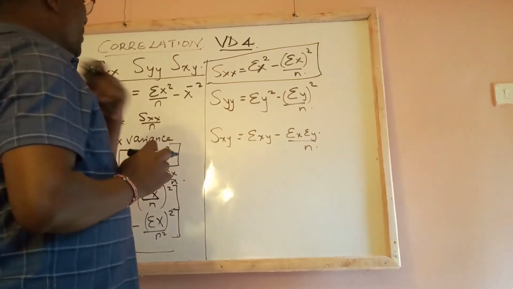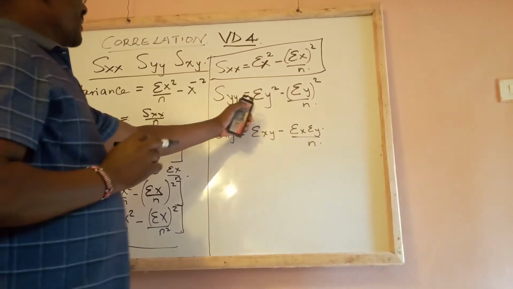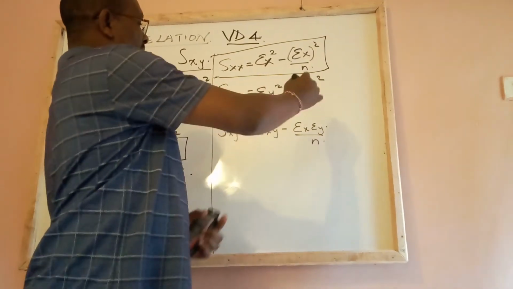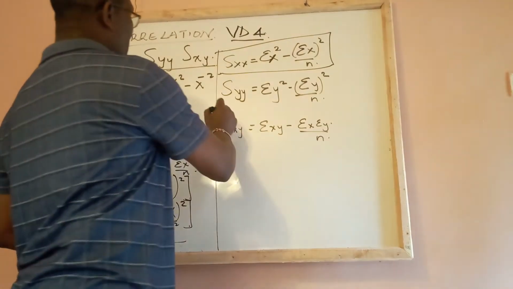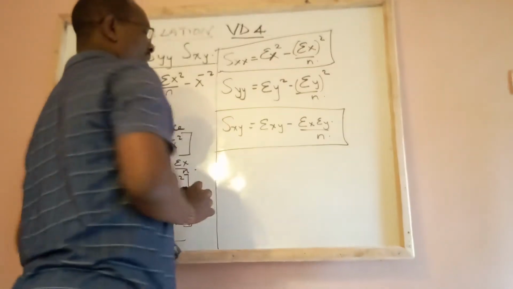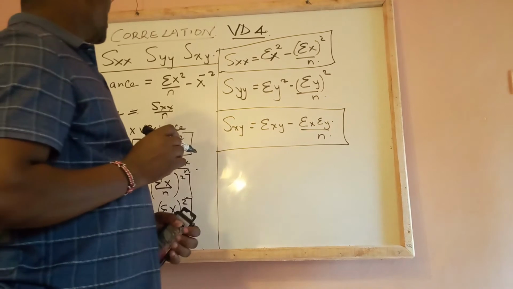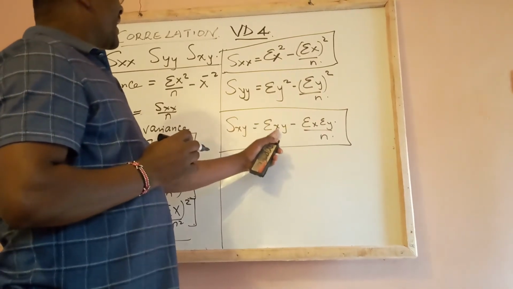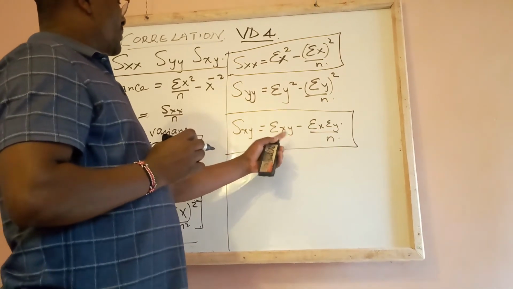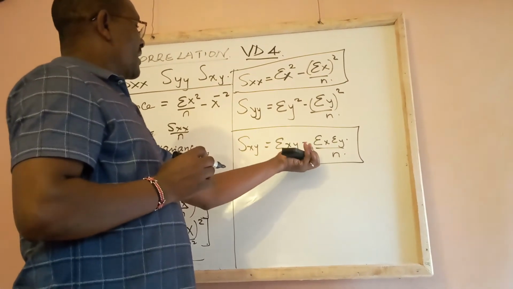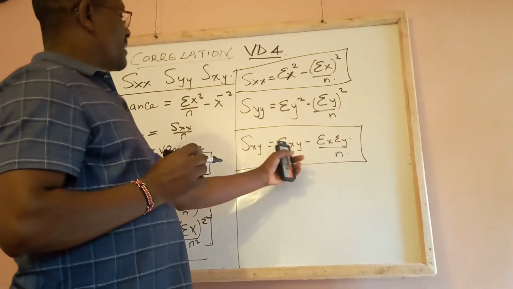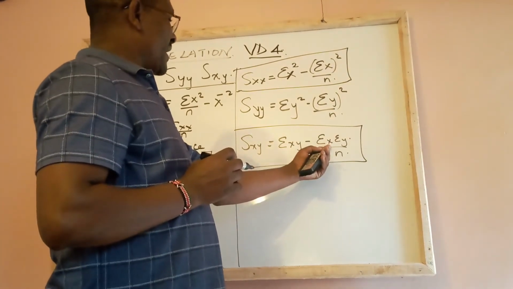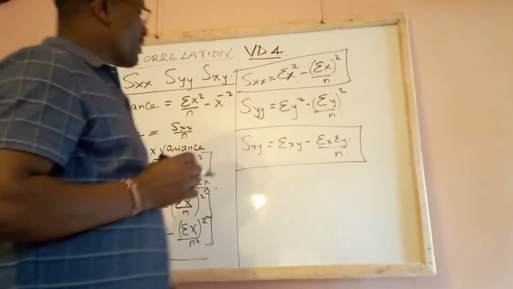In the same way, we can get our Syy as sigma y squared minus sigma y, the whole bracket squared, over n. But when comparing the two variables in the same relationship, Sxy is sigma xy, and because of the existence of x and y here, we do not have the square, because both of them come in for multiplication. Sigma xy minus sigma x times sigma y, everything over n.